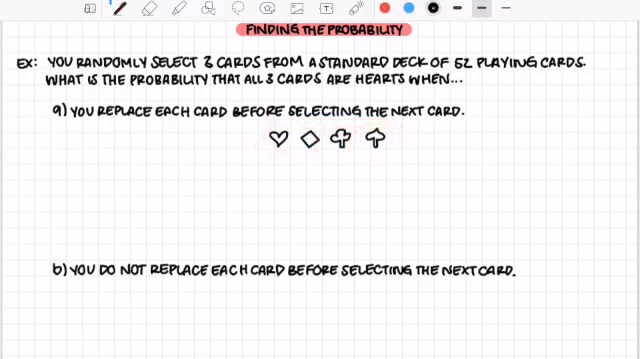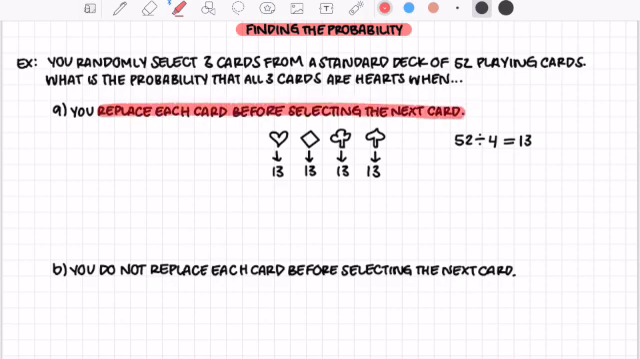So if you don't know how many cards we have that are hearts, all you need to do is divide 52 by 4, and we get 13. So we have 13 hearts in a 52 card deck, 13 diamonds, 13 clubs, and 13 spades. Okay. Now the important part of this sentence is that we replaced each card before selecting the next card.